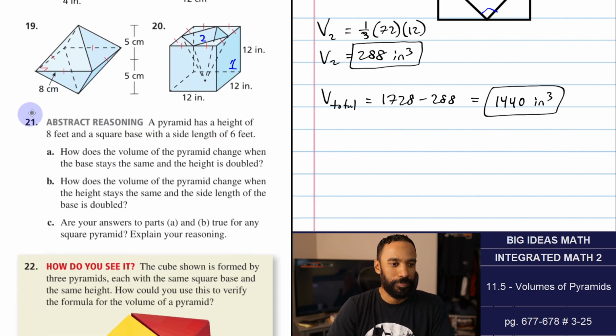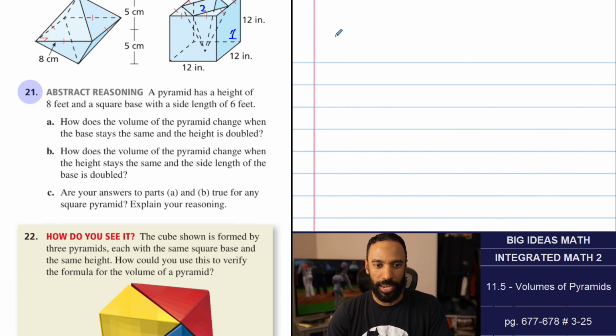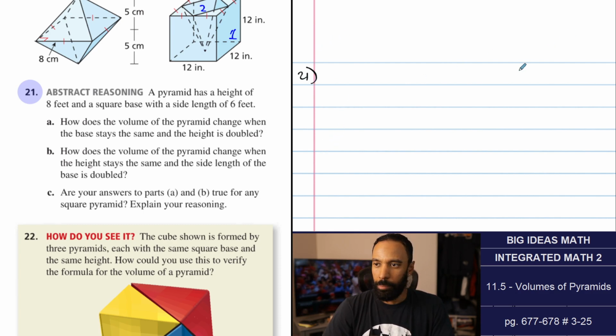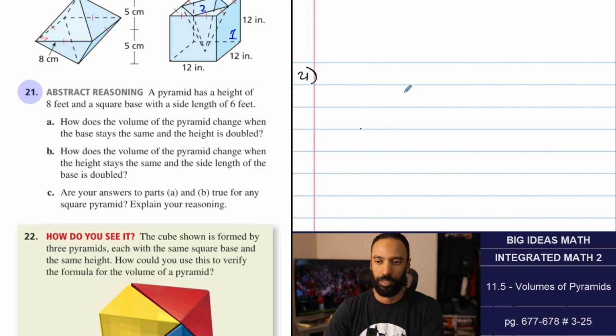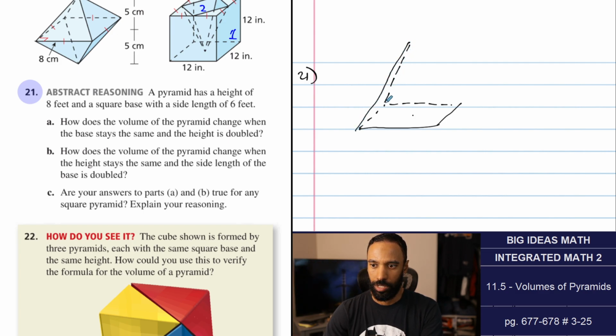Number 21. A pyramid has a height of 8 feet and a square base with a side length of 6 feet. They don't say draw it, but I'm going to draw it. A square base. We've done a lot of those. Sometimes better looking. Side length of 6 feet, height of 8 feet. So we have that there.